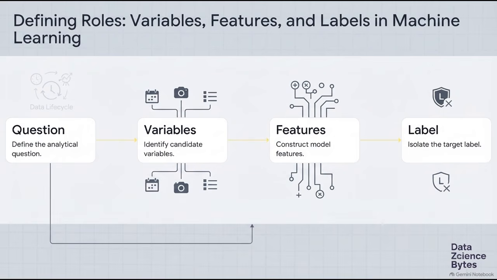Okay, so let's look at how this plays out in practice. The mechanism follows a really strict sequence. Step 1, the question. You have to firmly define the prediction or analytical question you're trying to solve. Step 2, variables. You identify candidate variables that are legitimately available at the exact time you need to make a decision. Step 3, features. This is where you actually construct your inputs from those variables. And step 4, the label. You separate the label to make sure it doesn't leak into your inputs.